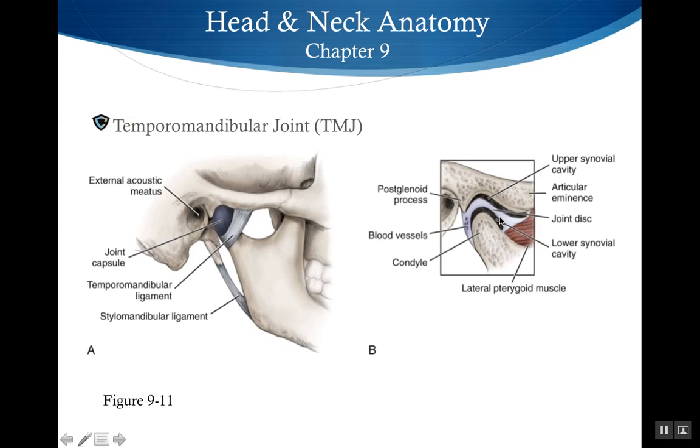This disc is a cushion, and it's very dense. It's a very specialized connective tissue, and it divides the space. This little disc divides the space into an upper compartment and a lower compartment. These compartments have synovial fluid, which helps lubricate the joint to make it easy to move during chewing and during speech.